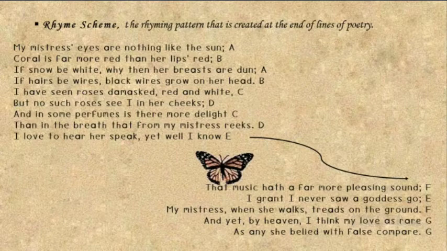Rhyme scheme. The rhyming pattern that is created at the end of lines of poetry. My mistress' eyes are nothing like the sun. A. Coral is far more red than her lips' red. B. If snow be white, why then her breasts are dun. A. If hairs be wires, black wires grow on her head. B. I have seen roses damasked, red and white. C. But no such roses see I in her cheeks. D. And in some perfumes is there more delight. C. Than in the breath that from my mistress reeks.